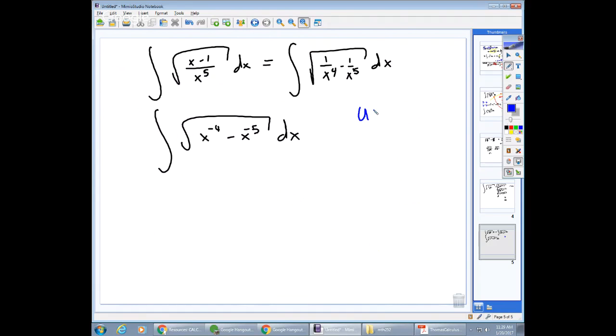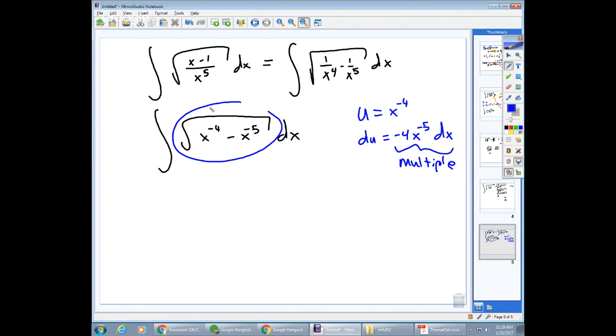So if we let u equal x to the negative 4th, then du, we drop the power by 1, which gives us, we bring the power down, negative 4, and then x to the negative 5 dx. And the thing is, this has to be a multiple of something over here. But the x to the negative fifth is not a multiple of this over here, is the problem.